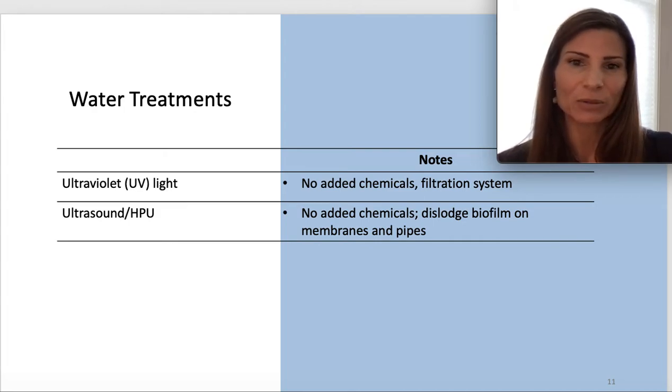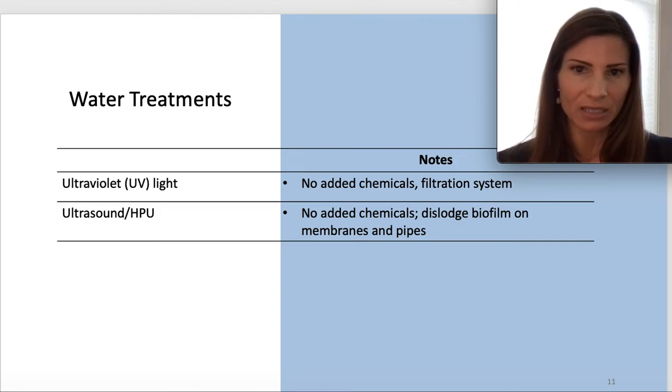Next, I will talk about two treatments where no chemicals are added. Ultraviolet UV light kills bacteria and viruses. It's advantageous because it kills without adding any chemical to the water, but it is limited because it has very low penetrative capabilities, so it needs to be used in a filtration system.